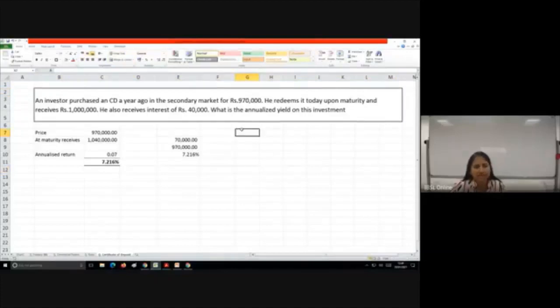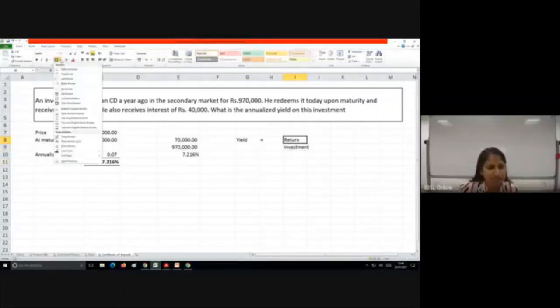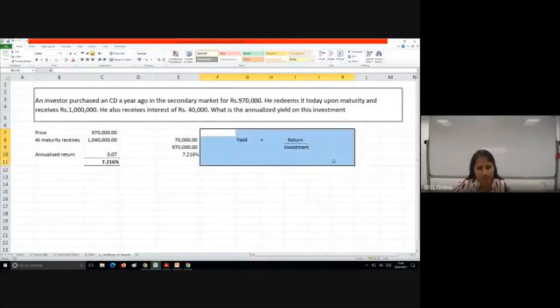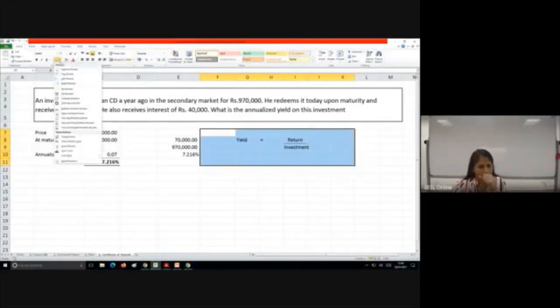So first, we know yield, meaning you should know what the yield formula is. The yield formula goes as your return divided by your investment in it. This is simply the yield formula.